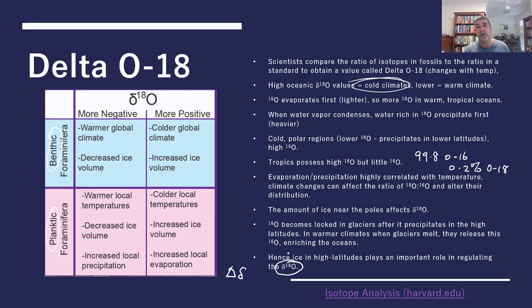This is where it's important that we can start to look at some of the indicators of where a slightly higher amount of oxygen 18 might indicate something in terms of climate, and slightly lower values might also indicate something about climate.